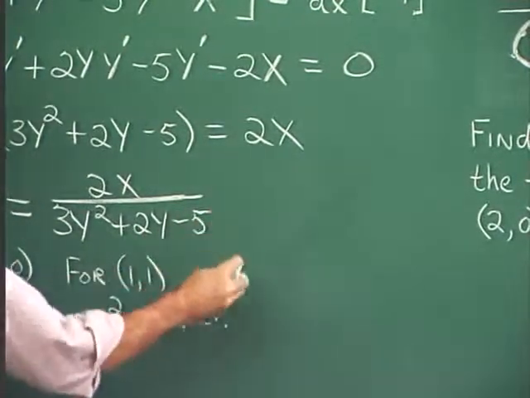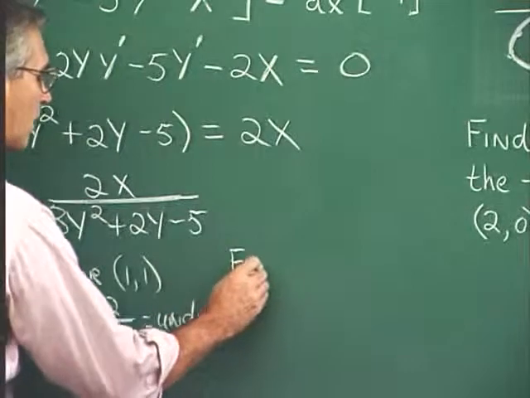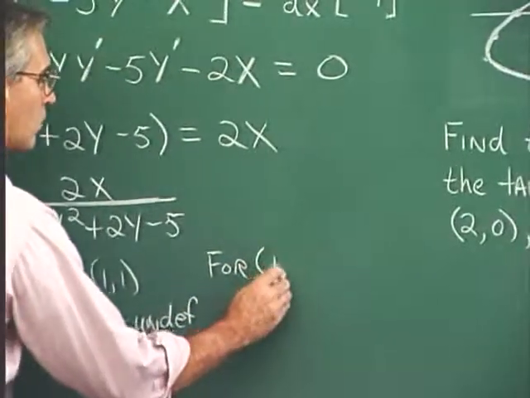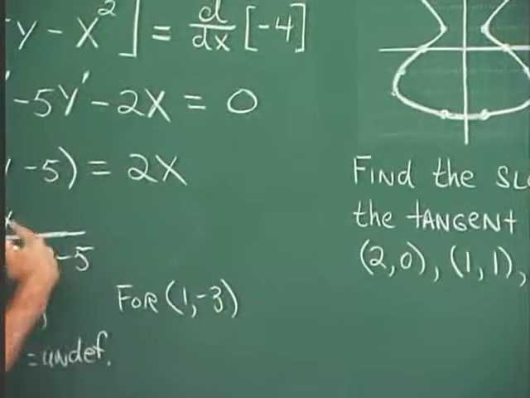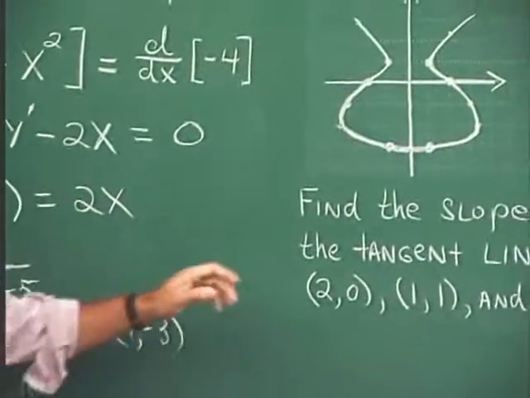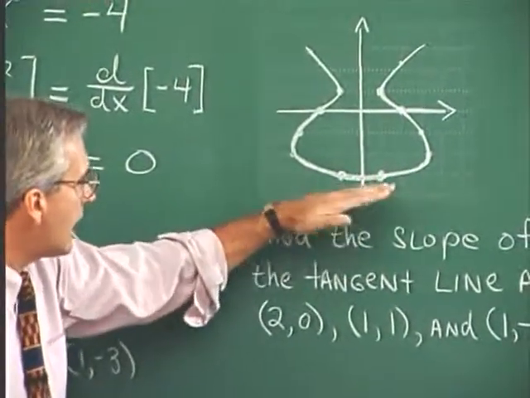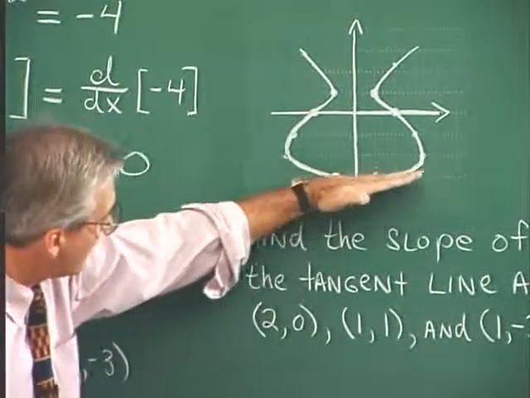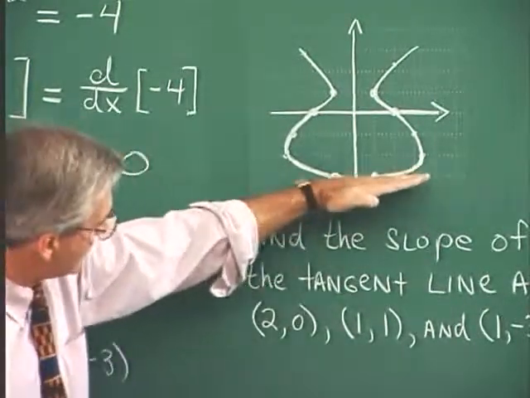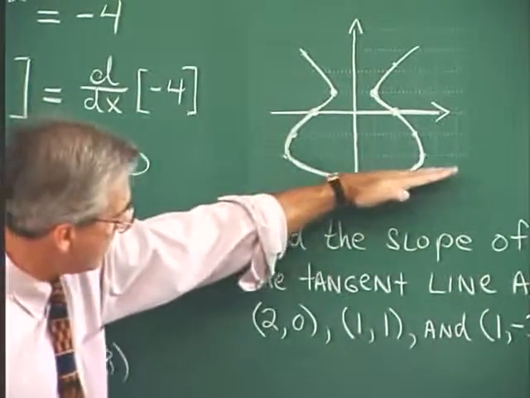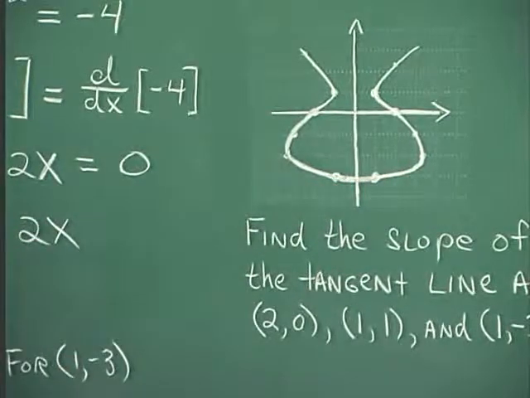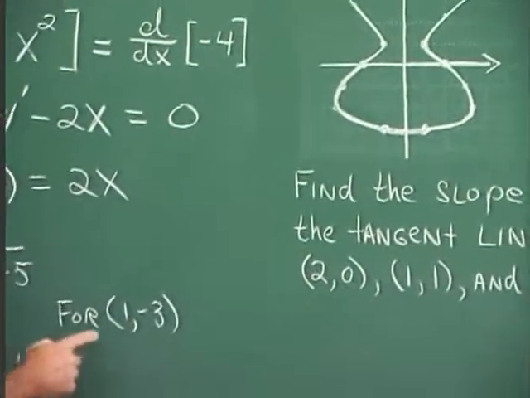Next point is 1, negative 3. So for 1, negative 3, we'll plug in a minute. Let's look at what we might expect. The 1, negative 3 is here, and that tangent line looks like it's going to go like this. So it's going to have a very small positive number as its slope. All right, let's see if we get that small positive number.